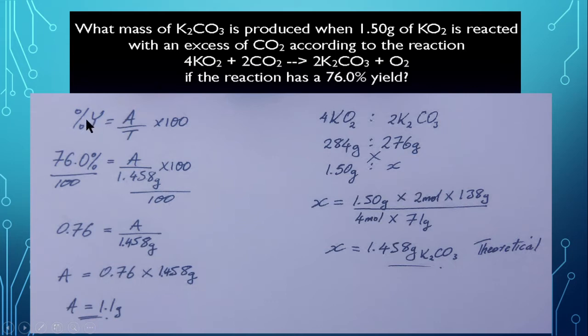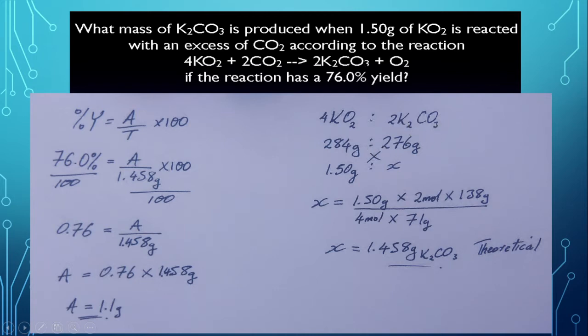Our formula is here. Percentage yield is equal to actual over theoretical times 100. Our percentage yield in the question is 76, and our theoretical yield is 1.458 grams. How did I find this 1.458? We pause here, we get to how I found this. In theory, 4 moles of potassium dioxide react with carbon dioxide, which is in excess, to give us 2 moles of potassium carbonate.